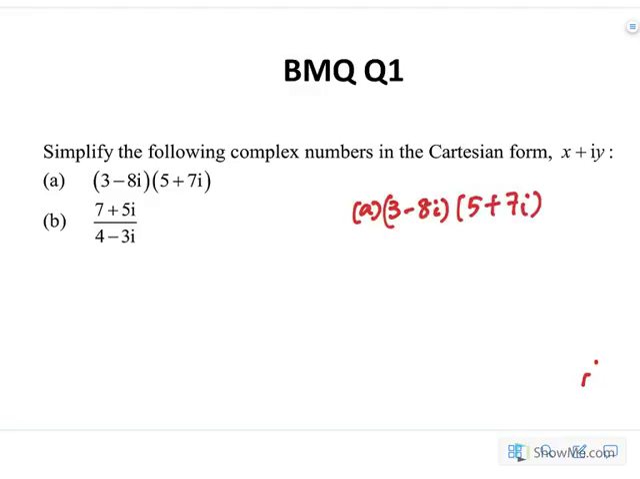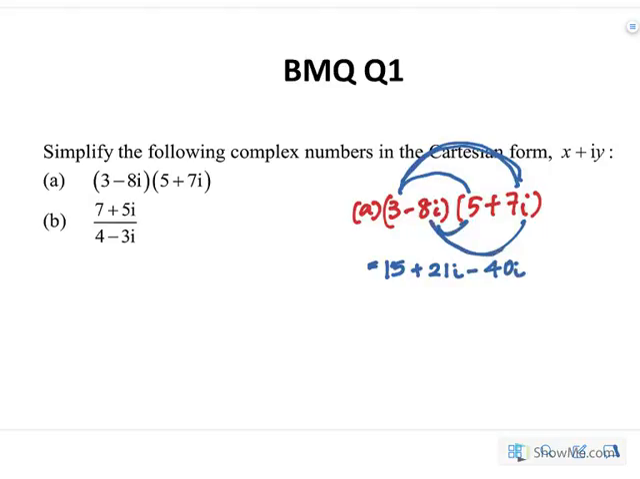Or we can simply multiply them as though we do the FOIL method, right? And that will give you 3 multiplied with 5 will give you 15. 3 multiplied with 7i gives you 21i, minus 40i, right? Minus 40i, and minus 8i multiplied by 7i, so you have actually negative 56i squared.